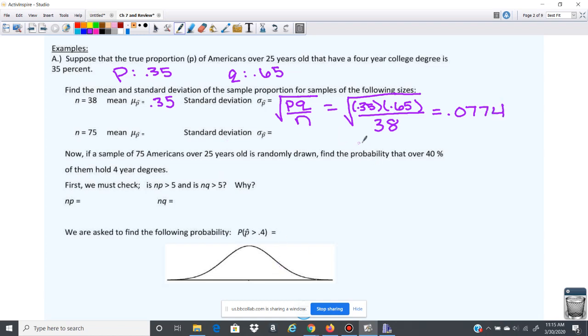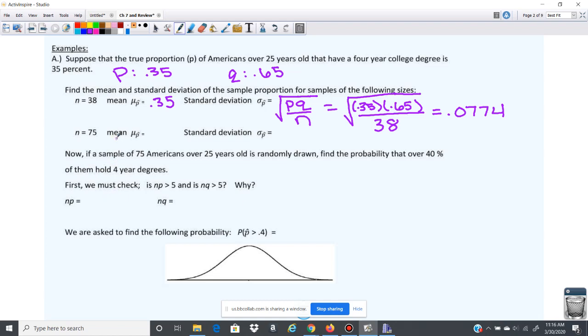Okay, so you can do two things. You can put this all in at once in your calculator, or you can go 0.35 times 0.65, divide by 38, and then take the square root. Just make sure you take the square root at the end if you're going to go in order of operations.